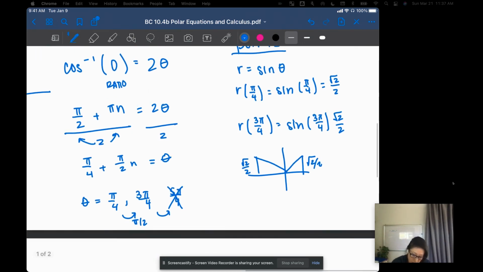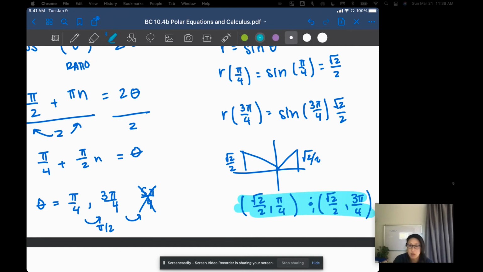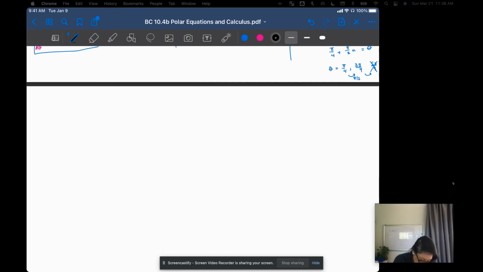So the points where we have a vertical tangent are root 2 over 2, comma pi over 4, and root 2 over 2, comma 3 pi over 4. Okay, same process for the horizontal tangents, but this time we're going to set dy d theta equal to 0. Horizontal tangents are 0 over some number, so that's why we have dy d theta equal to 0.